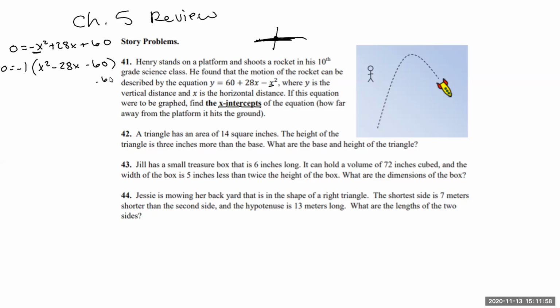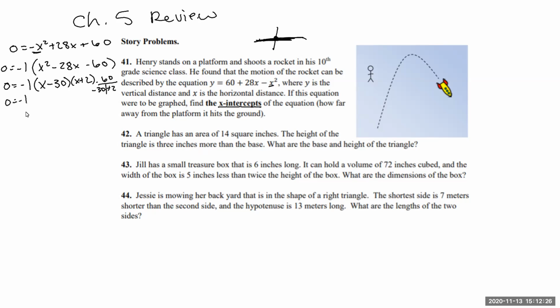So negative 60 and negative 30 and positive 2 work. When we multiply it, it becomes negative 60, and when we add it, it becomes negative 28. So we're just going to put that into our binomials. Now it's x minus 30 and x plus 2. Okay, and now we just have to set each one equal to 0.